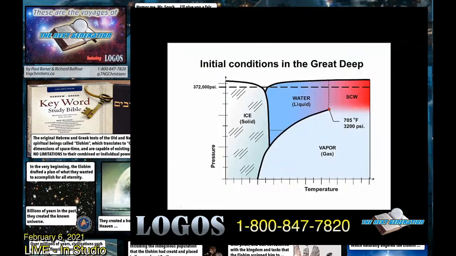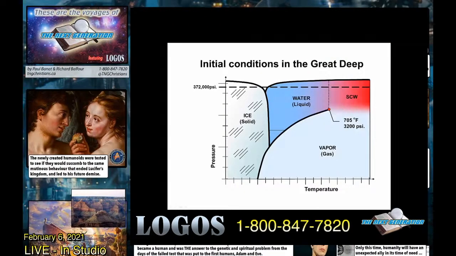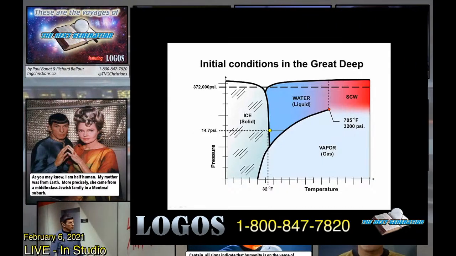This is a phase diagram for water. At atmospheric conditions, we see water freeze at 32 degrees Fahrenheit, 14.7 pounds per square inch pressure. As heat is added, ice melts and the temperature rises until at 212 degrees Fahrenheit, boiling produces vapor.